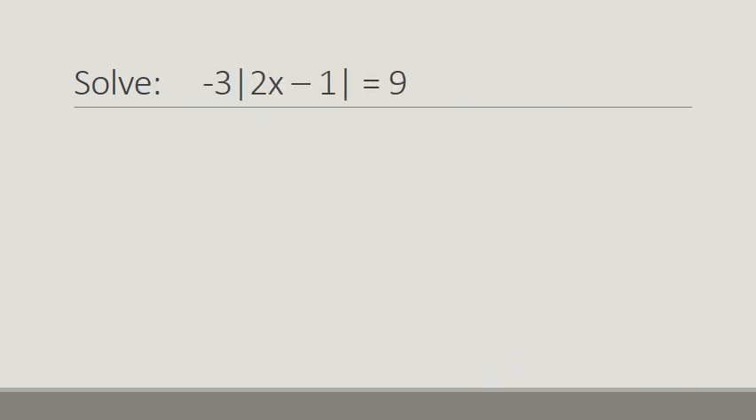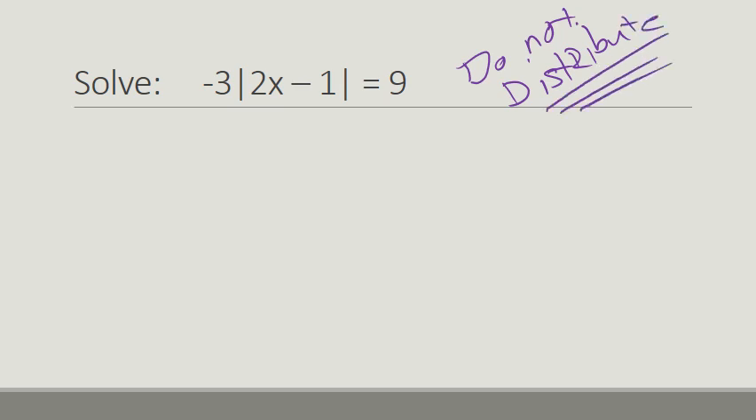Let's try another example. One thing that I want to make clear is you do not distribute. Treat that as negative 3 times that whole thing. So it's like solving negative 3x equals 9, and we would divide both sides by negative 3. And when we do this, we're going to get the absolute value of 2x minus 1 equals negative 3.